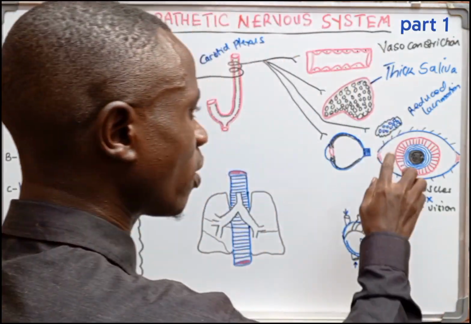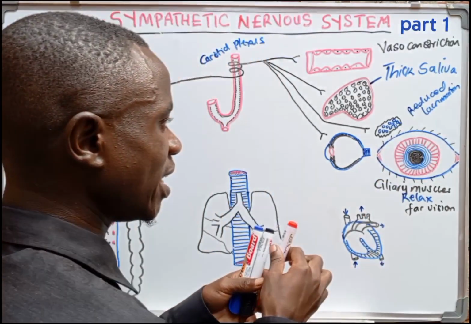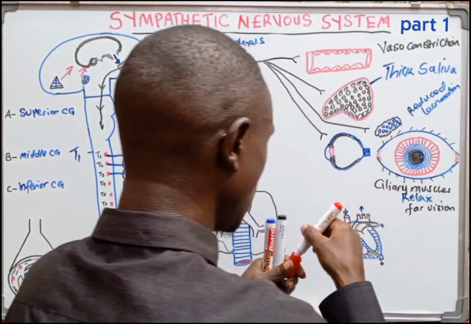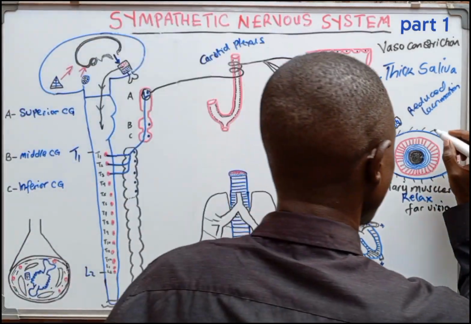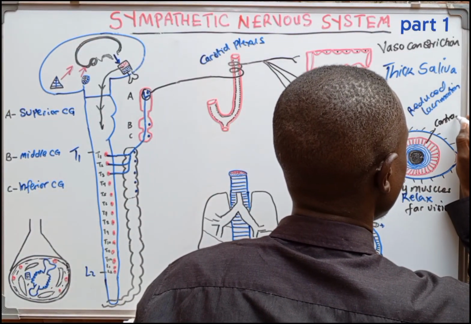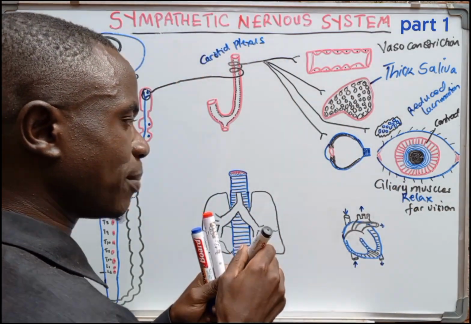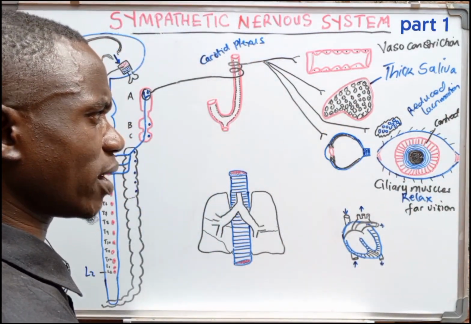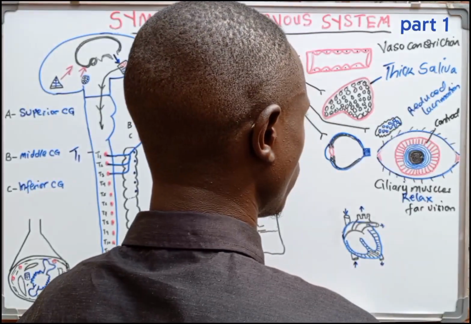So now, what you're going to be seeing on the dilator pupillae is what we call contraction. These are the dilator pupillae. We need the dilator pupillae to contract. We need contraction of the dilator pupillae, which will widen the pupil such that you are able to see very well. This is another beautiful thing.